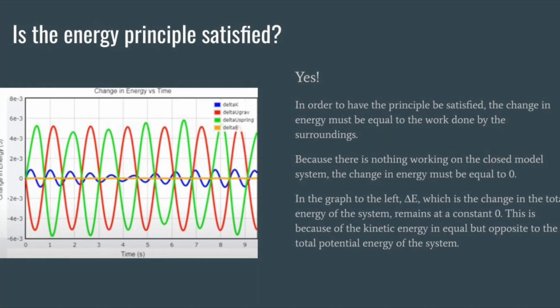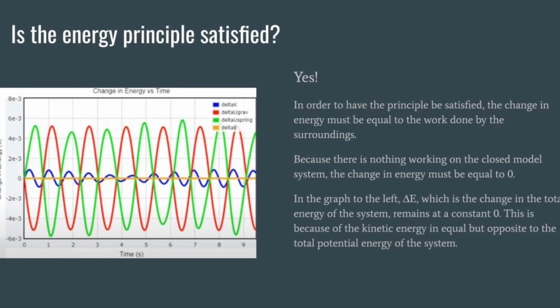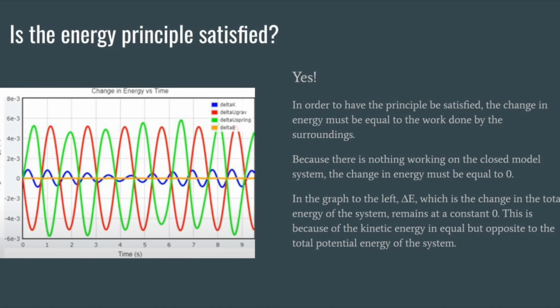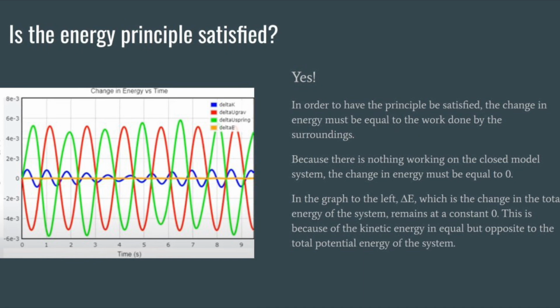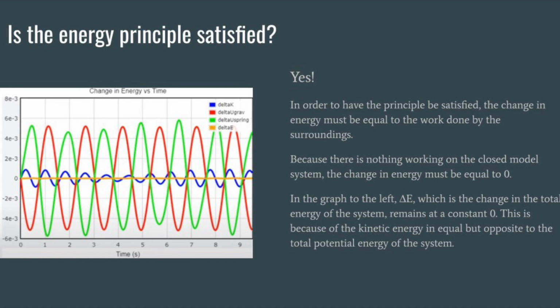Now the big question is, was the energy principle satisfied? Yes. In order to have a principle be satisfied, the change in energy must be equal to the work done by the surroundings. Because there's no work being done on the closed system model, the change in energy must be equal to 0. On my graph to the left, you can see that delta E, which is the change in total energy in the system, does remain at a constant 0. This is because the kinetic energy is equal but opposite to the total potential energy of the system.